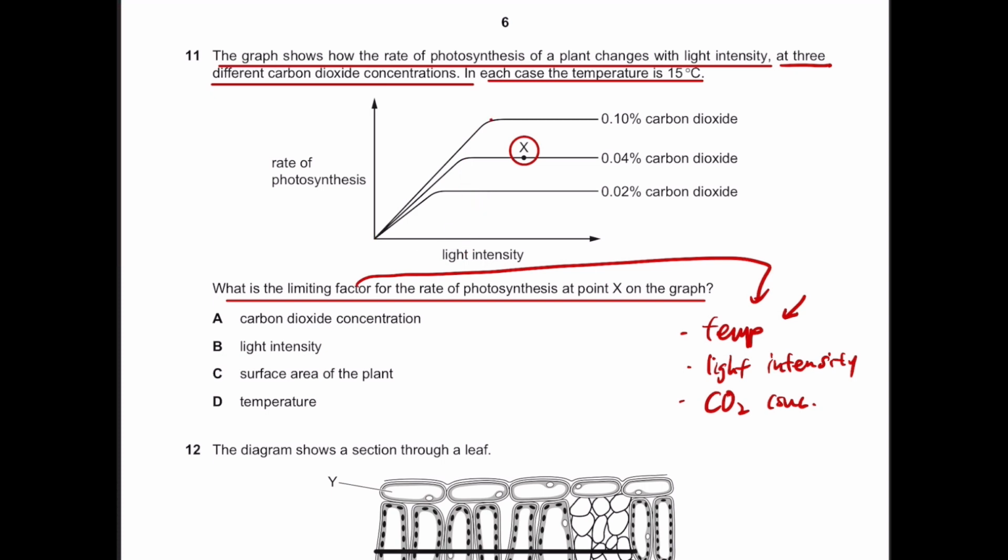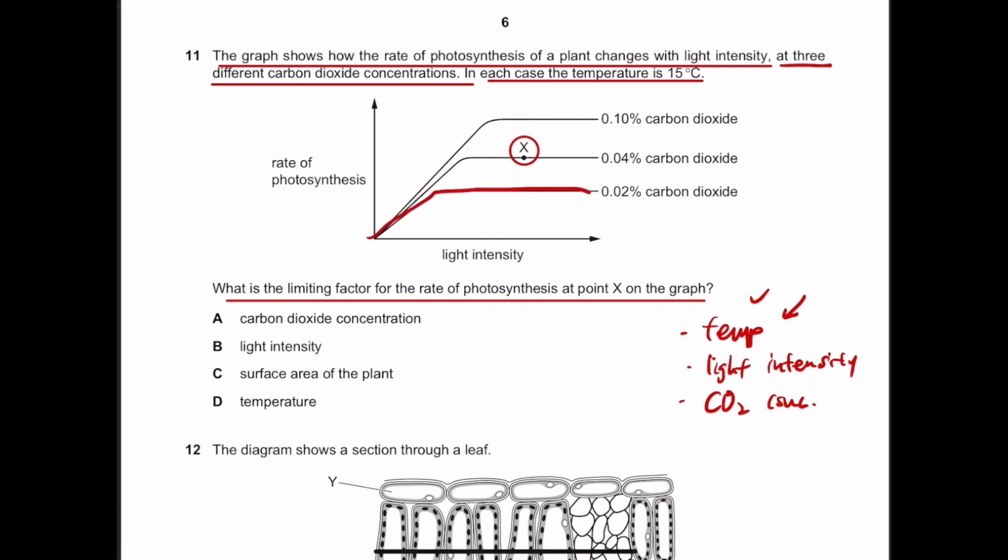For the third graph, the top one, the light intensity is the limiting factor in this light intensity range, because as the light intensity gets increased, the rate of photosynthesis also increases. So light intensity is affecting the rate of photosynthesis here, okay? But after that, the light intensity is no longer the limiting factor because it's not affecting at all.